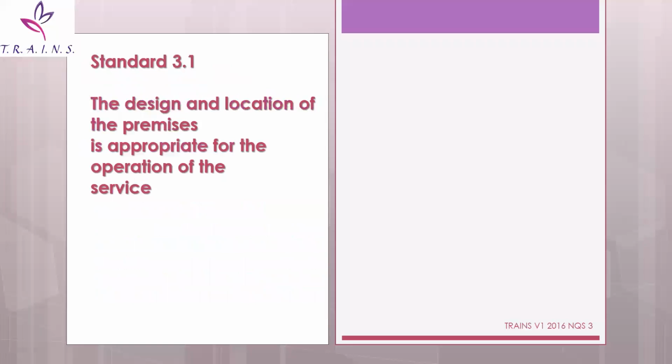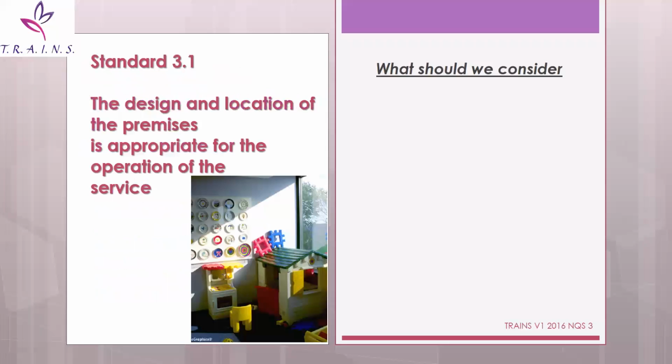Okay, standard 3.1. The design and location of the premises is appropriate for the operation of the service. So what should we be considering? What are your thoughts? What do we need to consider? If I could have some comments, that would be really great. Once again, loving the interaction. Okay, yes, we are considering the space that we have. Thanks, Crystal.